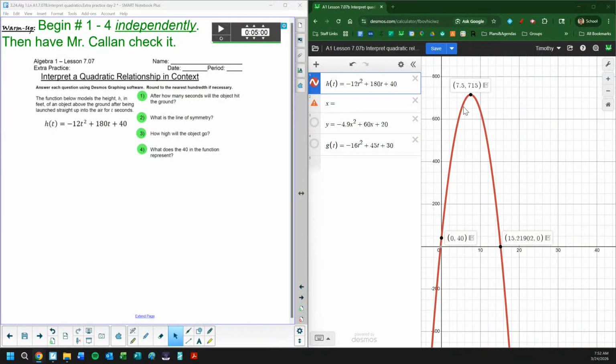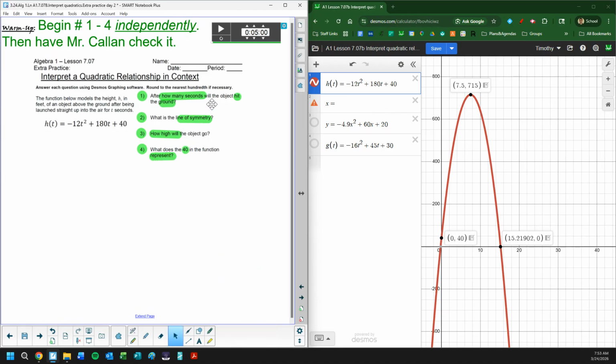And so what we have here, we have the key features of this graph, and we're going to answer each question in particular. Of course, I'm always going to ask you to mark that text up. So for instance, number 1 says, after how many seconds will it impact or hit the ground? Question 2 says, what is the line of symmetry? Question 3, how high will that object go? And question 4, what does that 40 represent?